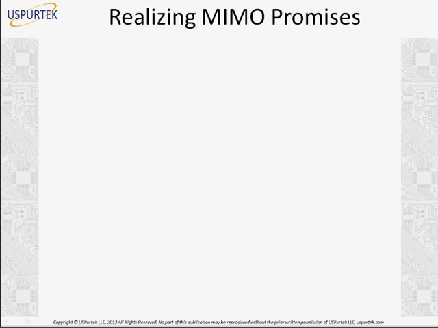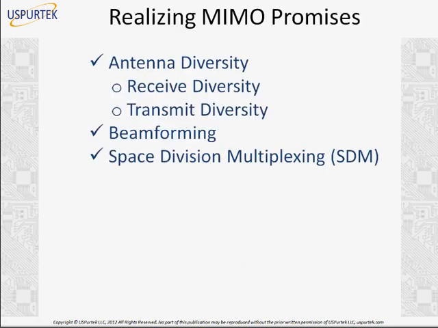So let's now move on to the next one. How do we actually realize these promises? By using antenna diversity, receive diversity or transmit diversity, by beamforming techniques, and by using space division multiplexing, SDM.